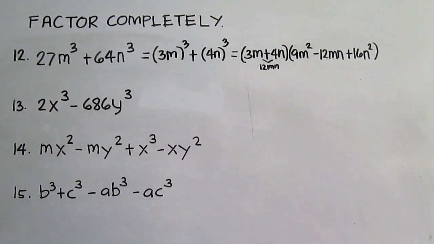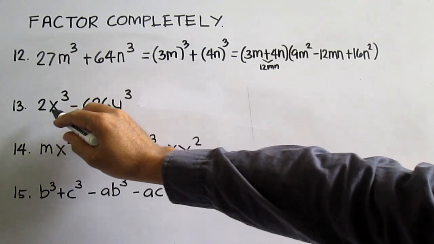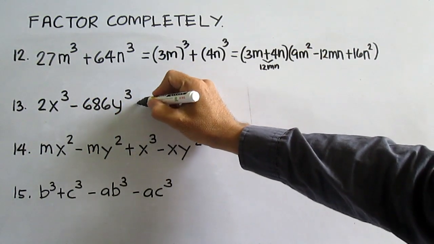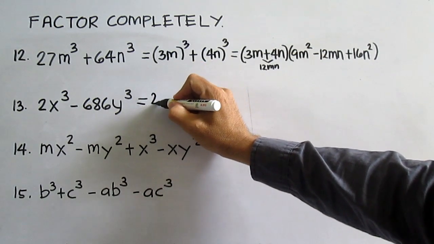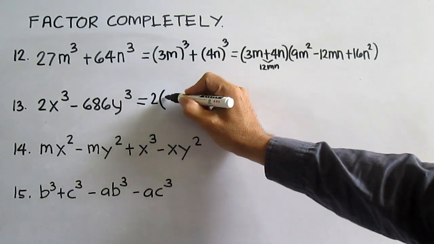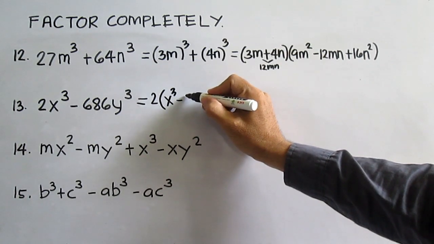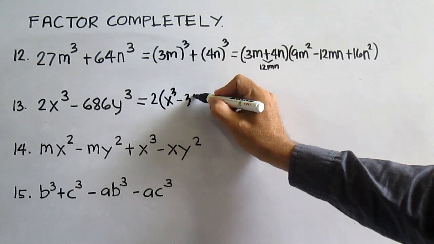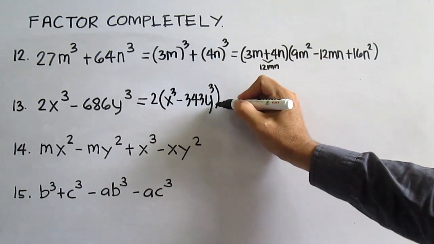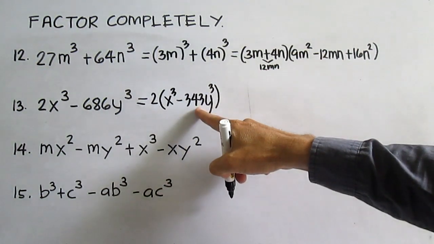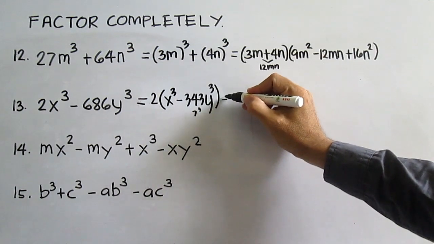Number 13, 2x cubed minus 686y cubed. In this case, you have to find the common monomial factor first, which is 2. The other factor is x cubed minus 343y cubed. Note that the other factor is a difference of two cubes. 343 is 7 cubed.